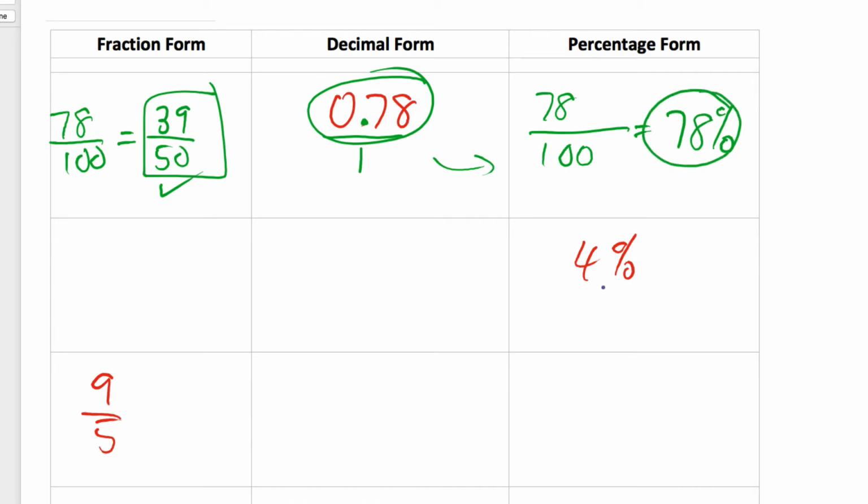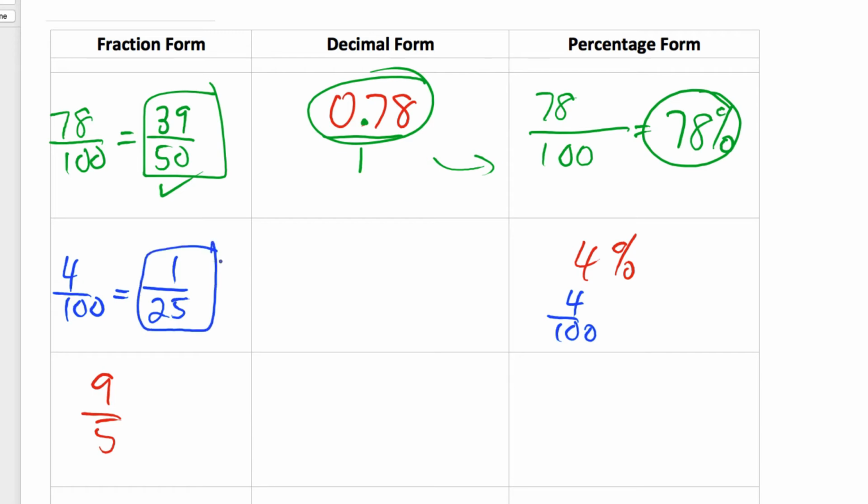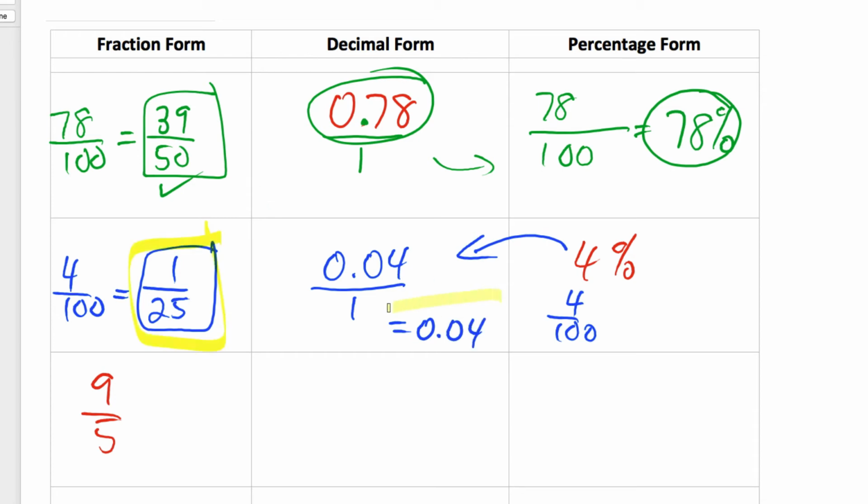4%, well, we know that 4% is 4 out of 100, so that would be our fraction, 4 out of 100, which reducing that would be 1 out of 25, 1/25 of the whole. And our decimal form can be found from our percentage by dividing by 100, back to 0.04 out of 1, or 0.04. This is the same representation as this, is the same representation as this. They all represent the same thing.